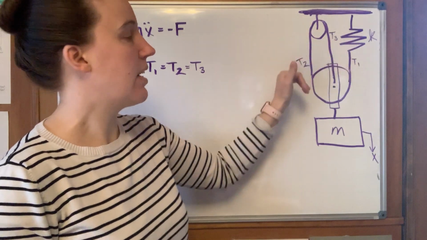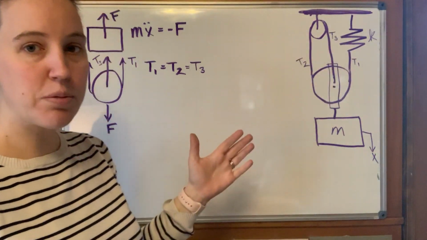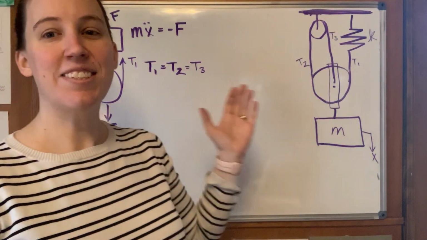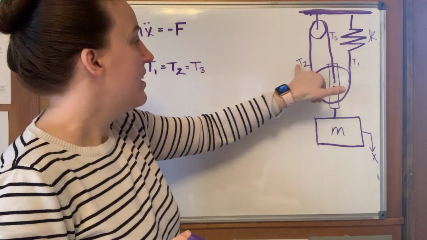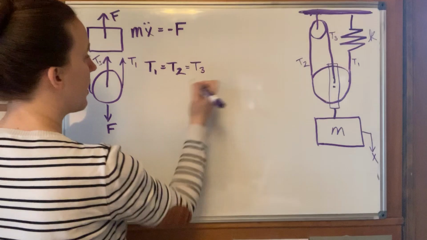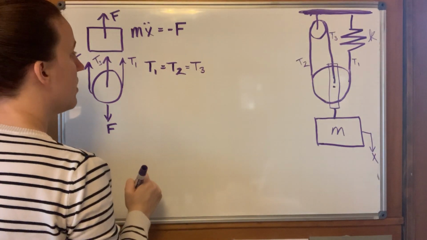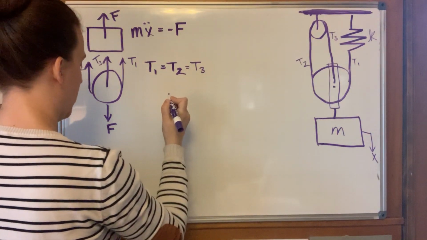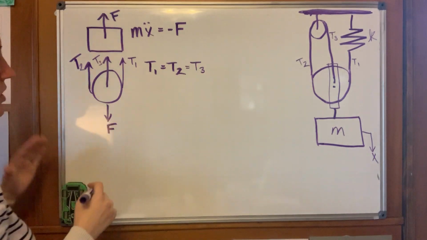Which I think we discussed when we first talked about pulleys, but so good for review. These two tensions are going to be equal. So there we go, we've got all of our tensions set equal. So good. And now what are those tensions going to be?